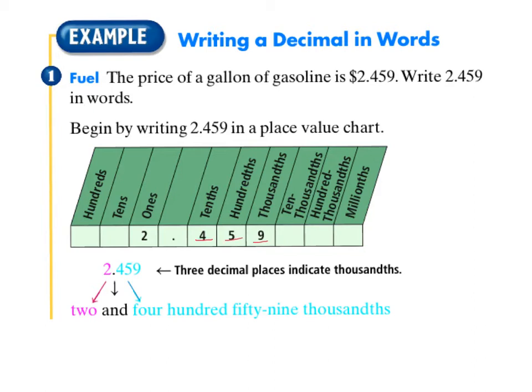Wherever the last number is indicates what you would say. So because the 9 is in the thousandths, we'll say 459 thousandths. If there was only the 4 and the 5, it would be 45 hundredths. Whatever decimal place you say is decided by wherever the last number lies.